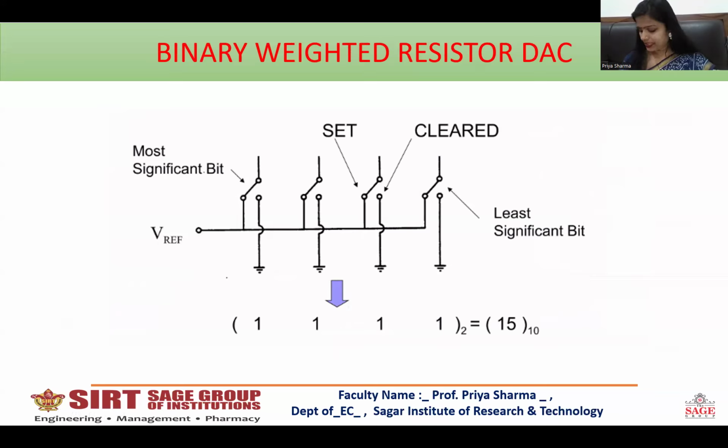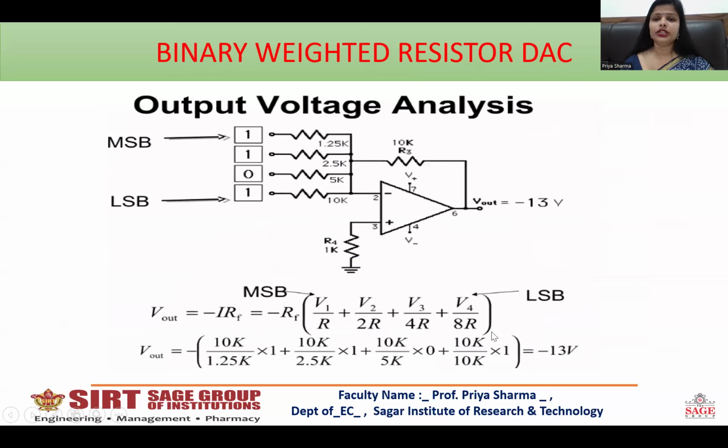This is a simple example of how we convert this. You can see all the switches are connected to the V reference. That means all the inputs are 1, which is equivalent to 15 as an analog output. Questions can be asked regarding these. So how to solve these? Basically, either the diagram is given or all the inputs are given, and we have to calculate the equivalent output voltage. So this is the binary input which is given.